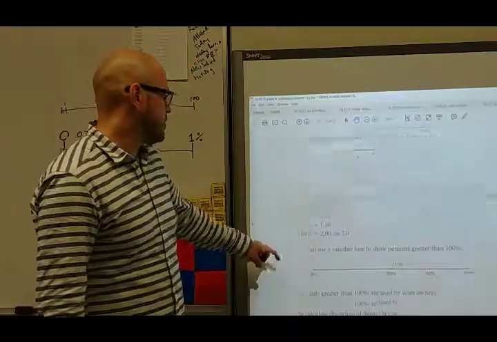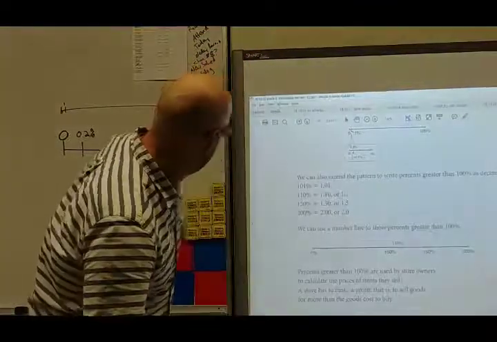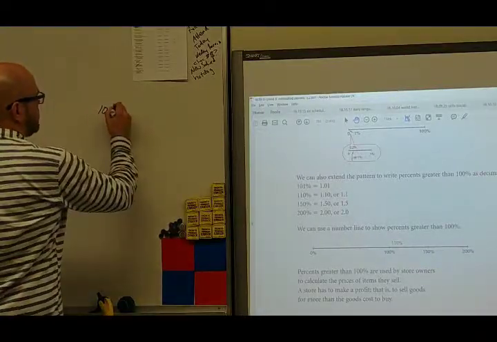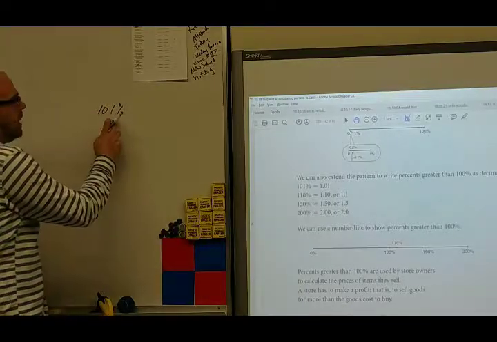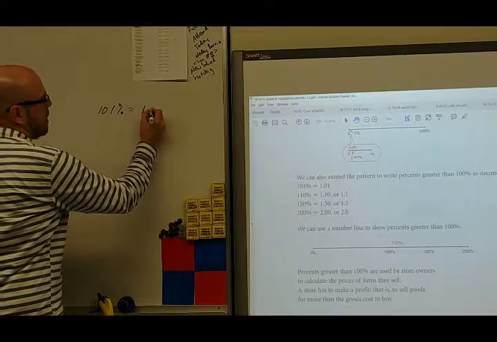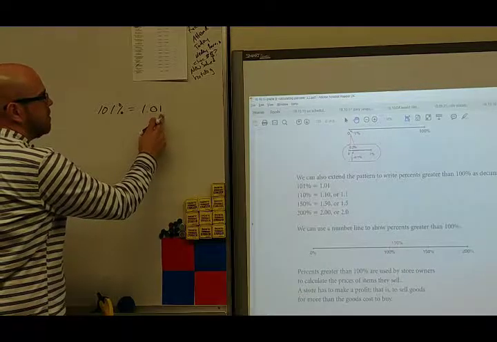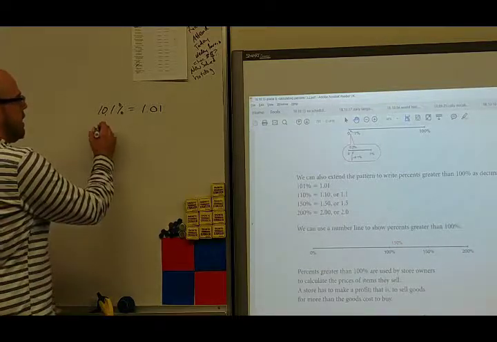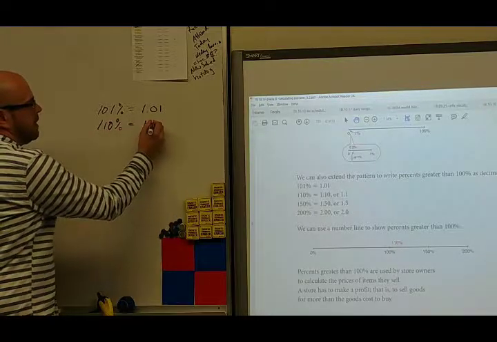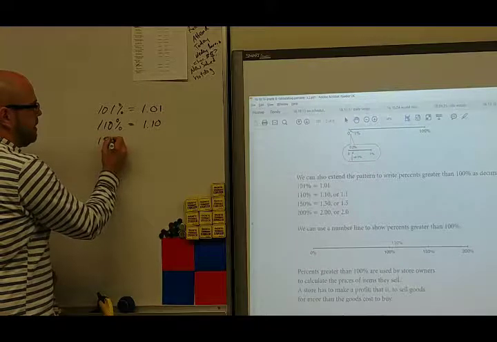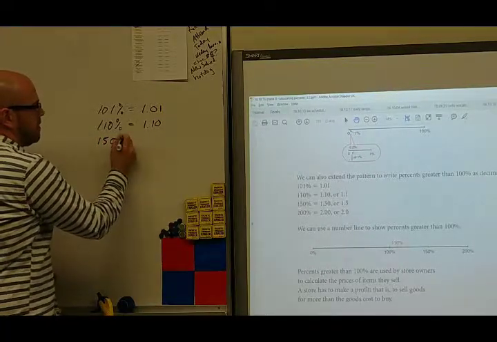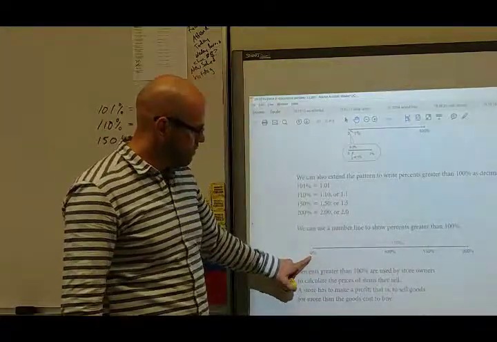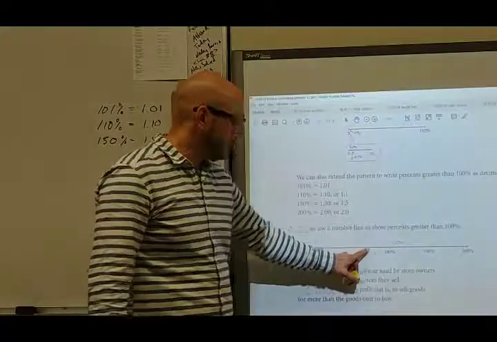This example then says we can also extend the pattern of writing percents greater than 100. Well, that goes right back to our pattern of before. If I said write 101% as a decimal, well, percent is a hundredth. So 101 hundredths, move that decimal over. 101 hundredths, or 1.01. All we have to do is take the number and end it in the hundredths place, and you're good to go. Or if I said 110%, move that decimal over 2 places, and you've got 1.1. If I said 150%, move that decimal over 2, you've got that. Then it shows the number line, and it says that you can do that as well. It shows 0%, 100, 200, 110% is just a little more.